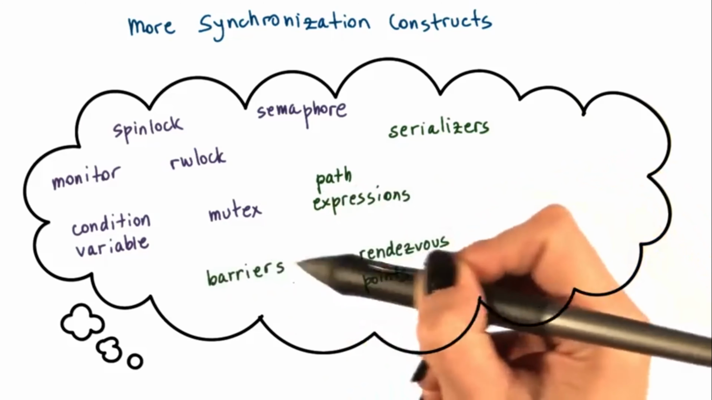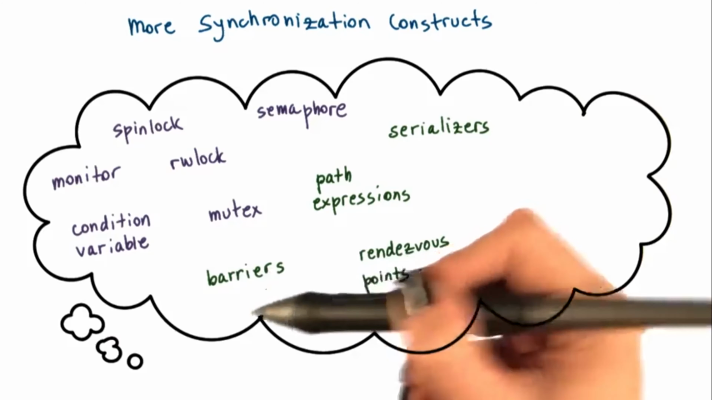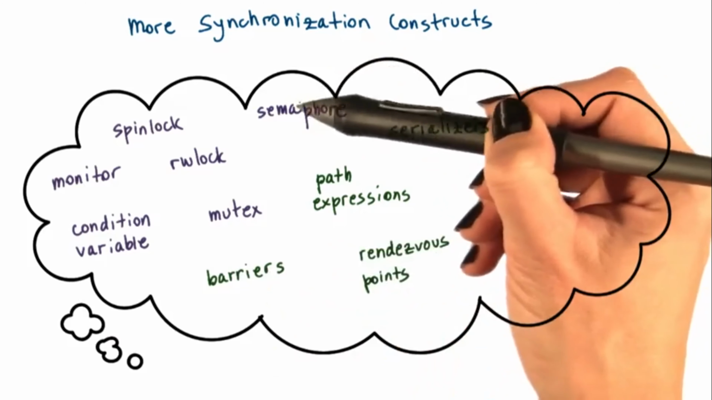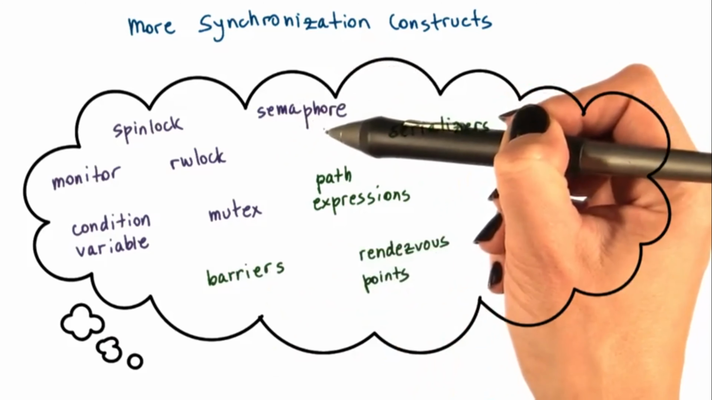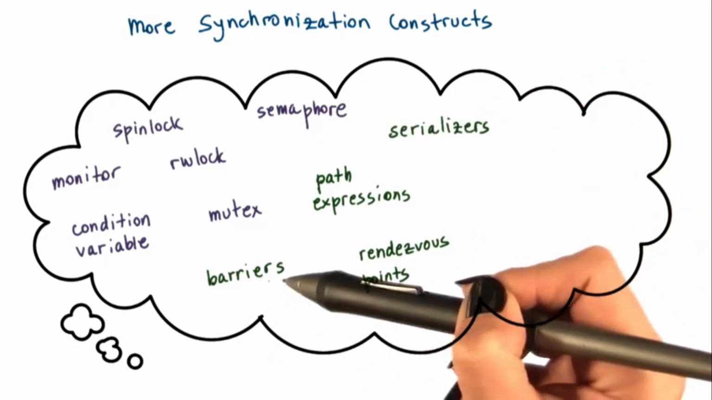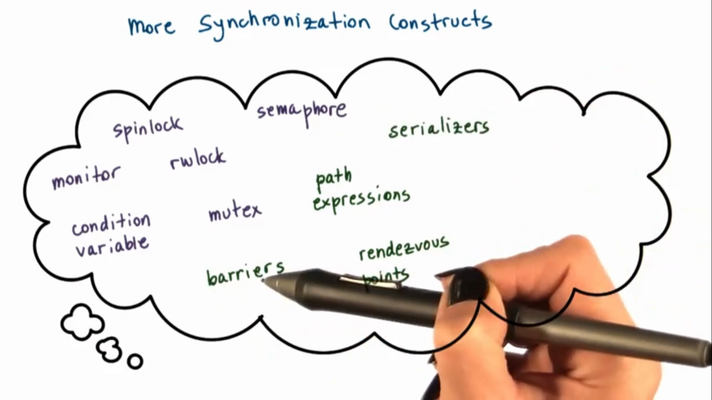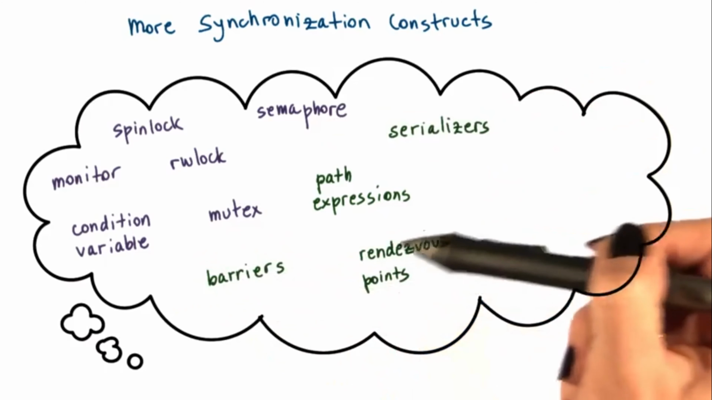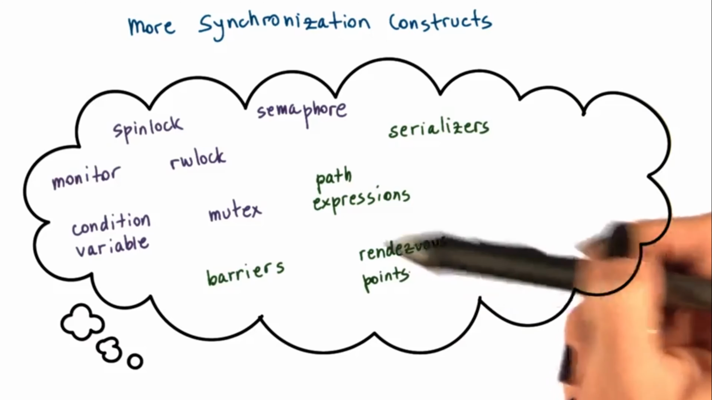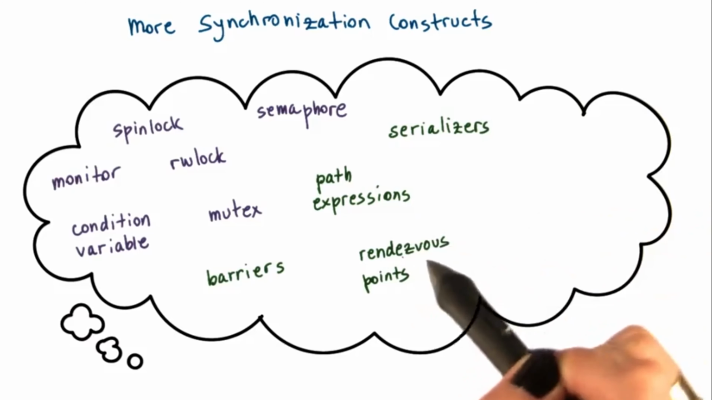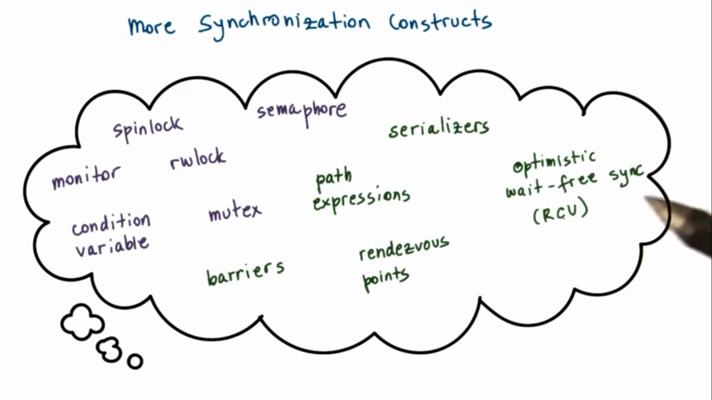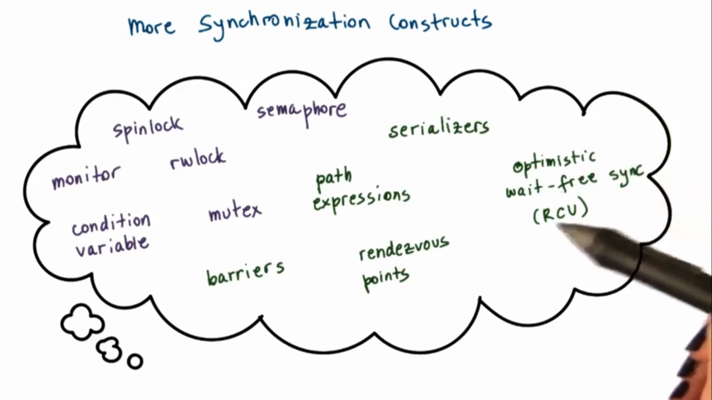Another useful construct are barriers, and these are almost like a reverse from a semaphore, in that if a semaphore will allow n threads to proceed before it blocks, a barrier will block all threads until n threads arrive at this particular point. Rendezvous points is also a synchronization construct that waits for multiple threads to meet at that particular point in execution. Also, for scalability and efficiency, there are efforts to achieve concurrency without explicitly locking and waiting.